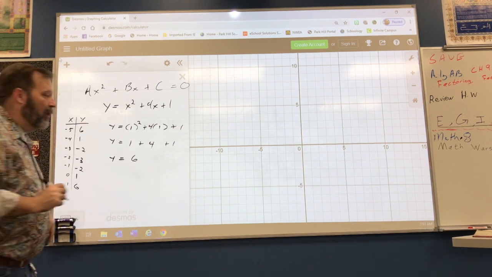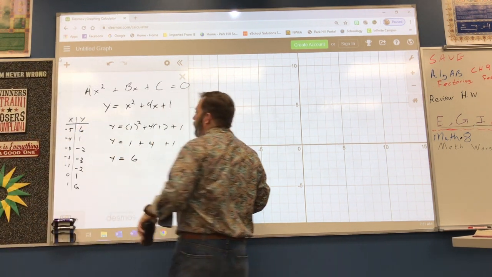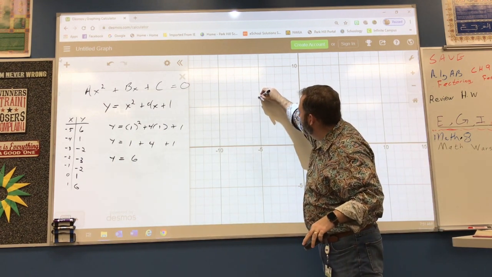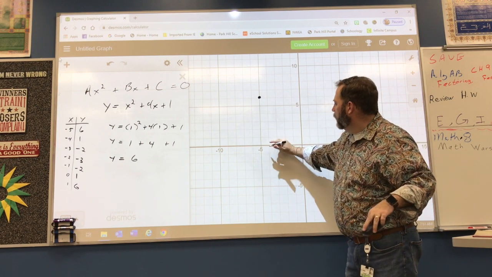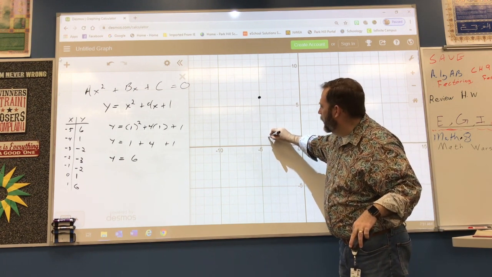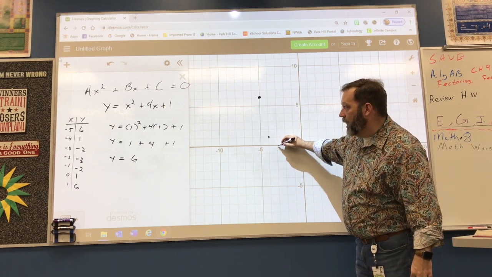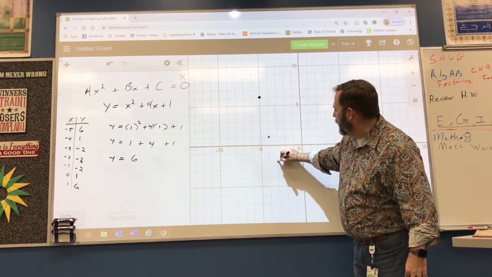Let's go to graphing. Graphing is where we take this information and we go real easy with it. So I'm going to go over to negative 5, and I'm going to go up to 6, and I'm going to make a dot. I'm going to go over to negative 4, then I'm going to go up to 1, I'm going to make a dot. I'm going to go over to negative 3. I'm going to go down 2, I'm going to make a dot.